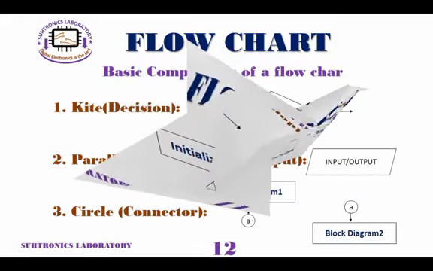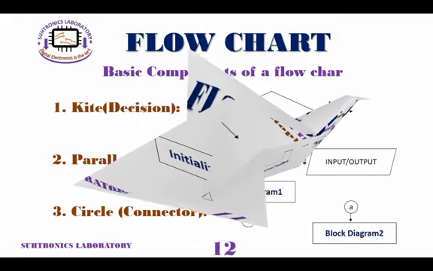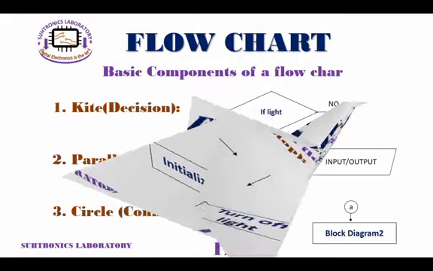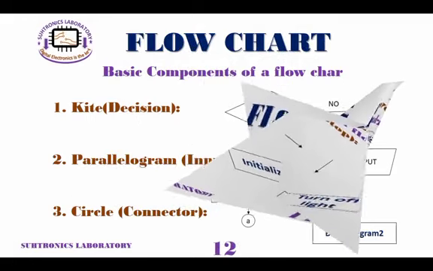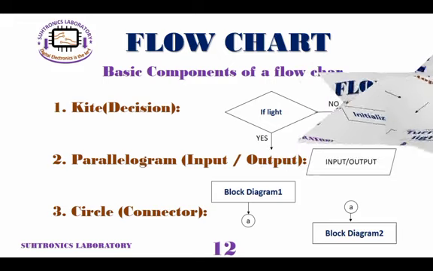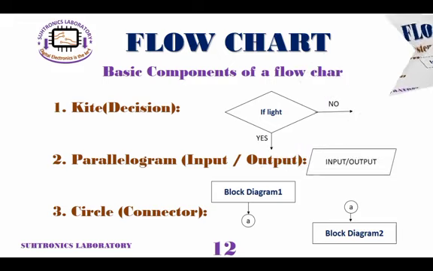Now we also look at other parts like a kite or diamond-like shape, which can be used for decision, where you have a yes and a no on it. Then we have a parallelogram. Yes, the parallelogram can be used for input and output. Then we have the third, more advanced basic, which is a circle. Yes, a small circle which can be used to connect two block diagrams together.